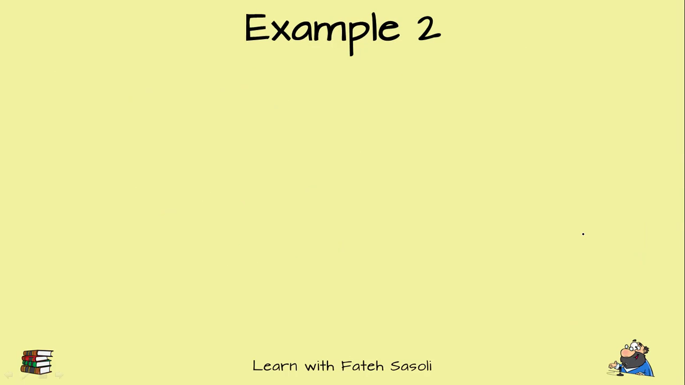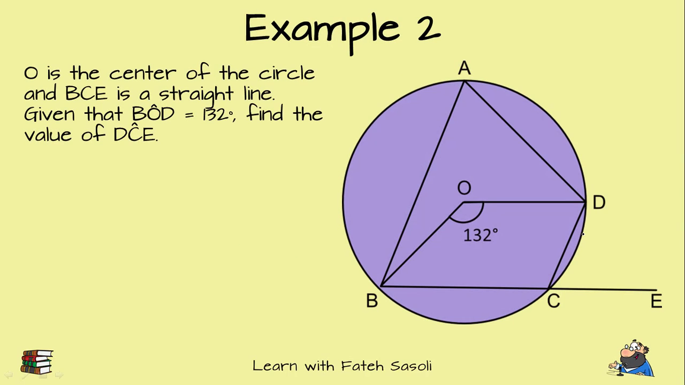For example 2, O is the center of the circle and BCE is a straight line. Given that angle BOD is equal to 132, find the value of DCE. DCE is this angle over here.